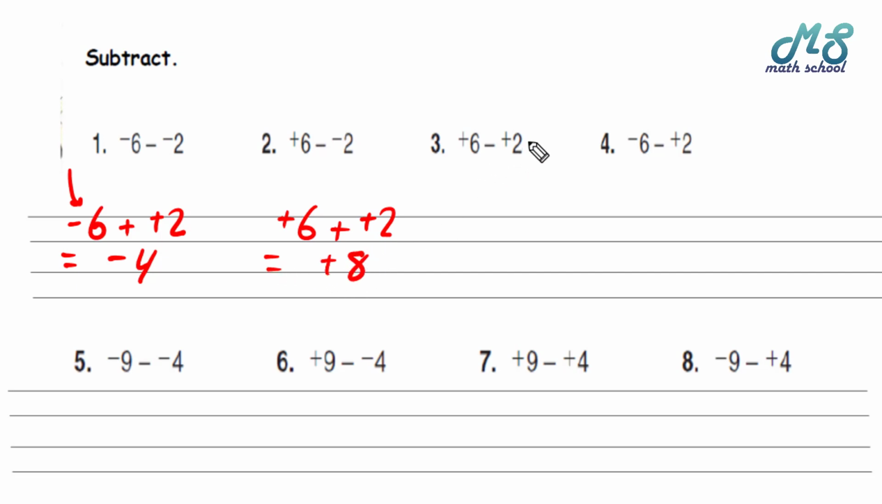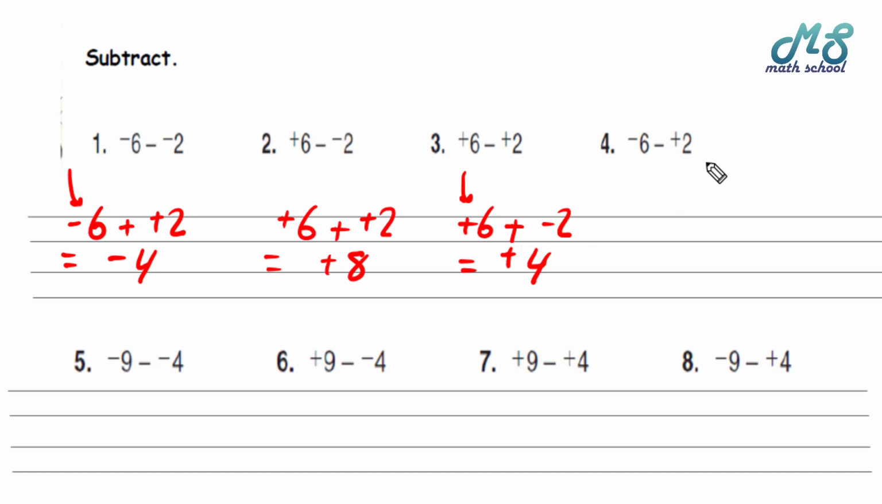Positive 6 minus positive 2. Write the first as it is, so it will be positive 6. Plus the opposite of the second, it will be negative 2. Find the difference between 6 and 2, it will be 4. And put the sign of the larger one, so it will be positive 4.